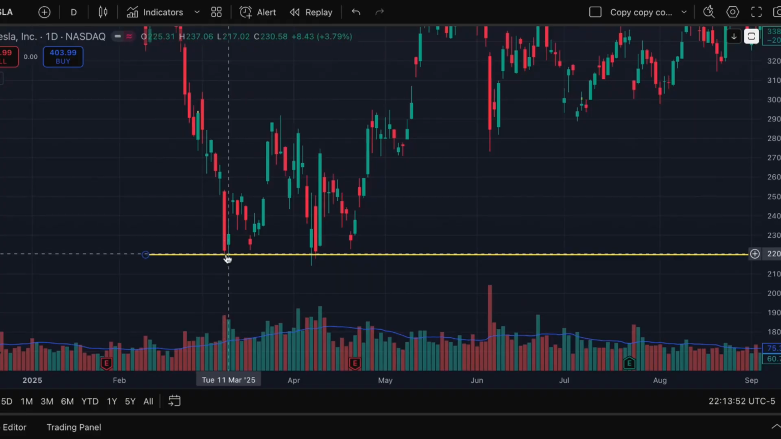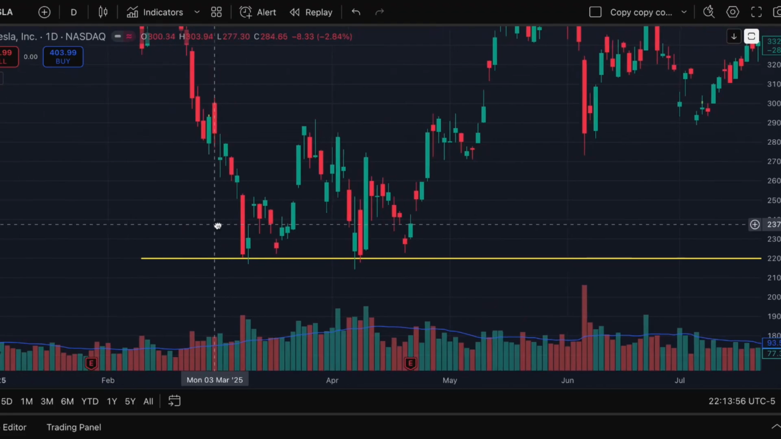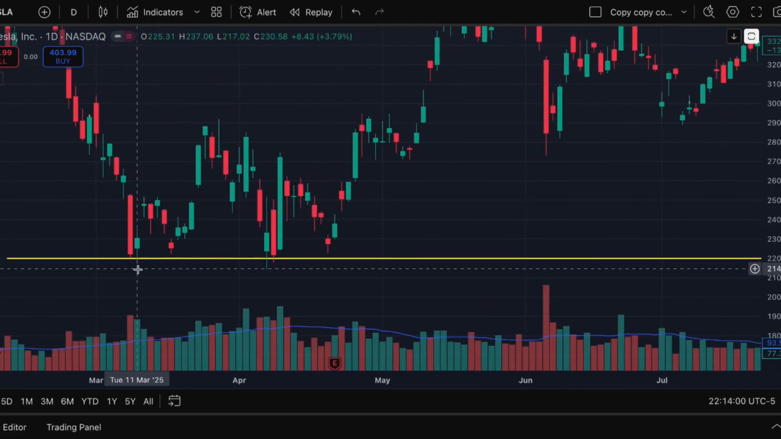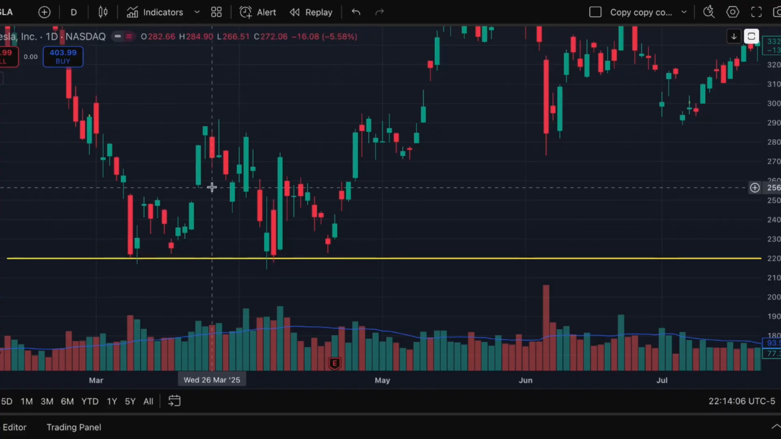Do you see this next candle right here? We went below it, but we closed above it. And then we came up here, and we didn't quite touch it. And then we did all this up here, and we came back down and tested it again.